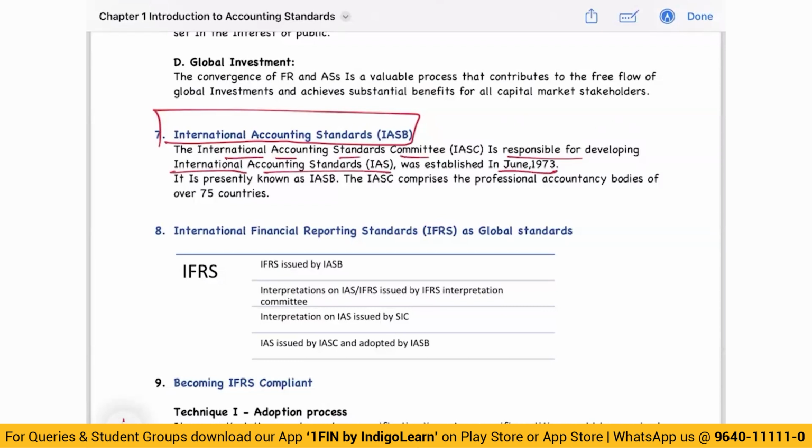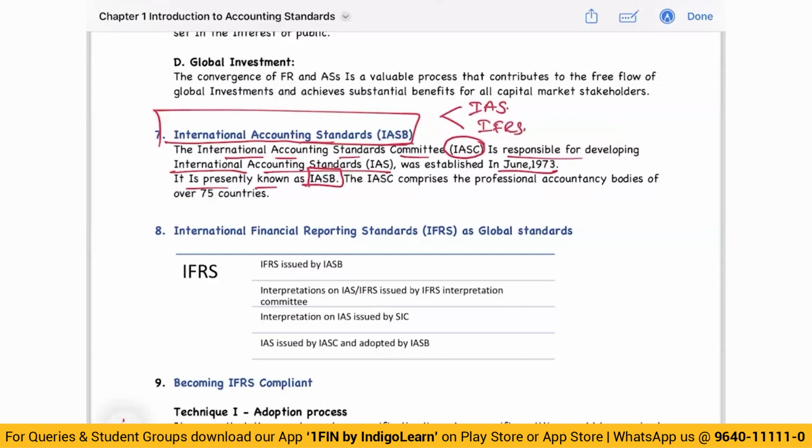It was established in 1973. It is presently known as the International Accounting Standards Board. Now, earlier what used to happen is they used to issue something called International Accounting Standards. Okay, who used to do it? The International Accounting Standards Committee. After the International Accounting Standards Board took over, they started issuing IFRS.